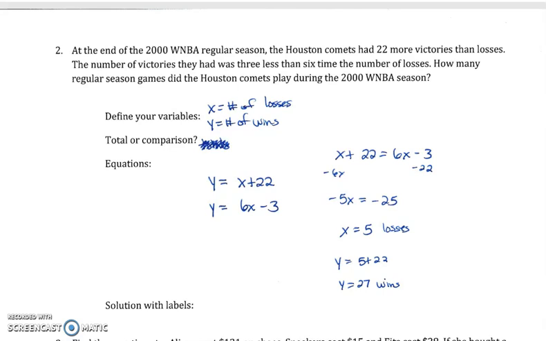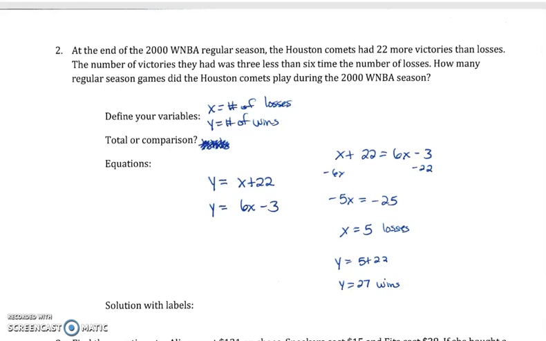Define your variables. It says, how many games did they play? So then you're figuring out what's making up the games. Well, wins and losses. Every game you win or lose in basketball. So x is number of losses, y is number of wins. This one, obviously, is actually not really a total or a comparison. You're not comparing two things. You're just taking the two sentences they give you.